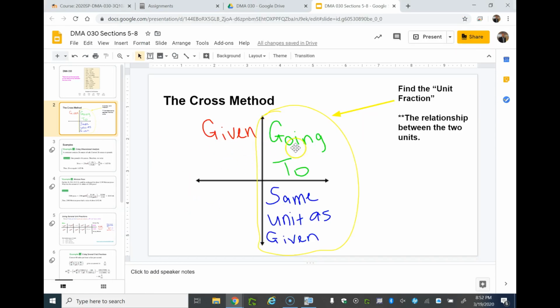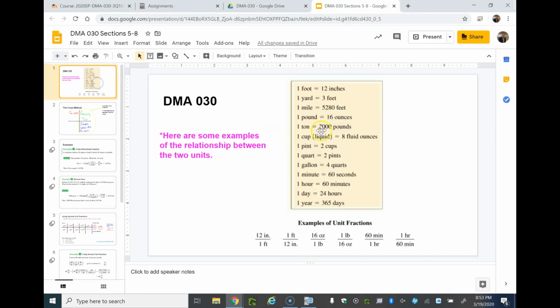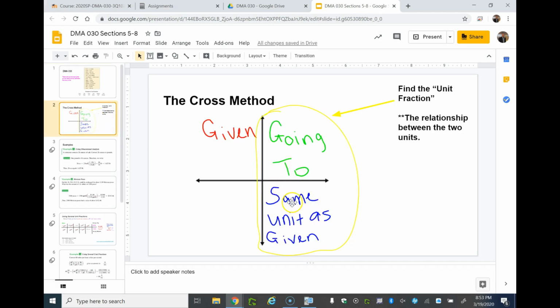So looking here, going to: whatever we're going to, you write in this top corner. Just to recap, write what's given here. The same unit that's given up here, you write down here, because we want these to cancel out. And whatever we're going to, you write up here. This relationship that I have in yellow is where the unit fraction comes into play. These are the units that I'm going to give you. Remember, if we're finding the relationship between yards and feet, there is 1 yard and 3 feet. So this is where we're going to place the 1 and the 3.